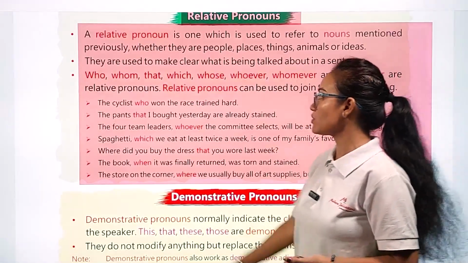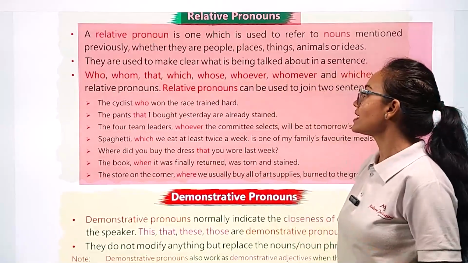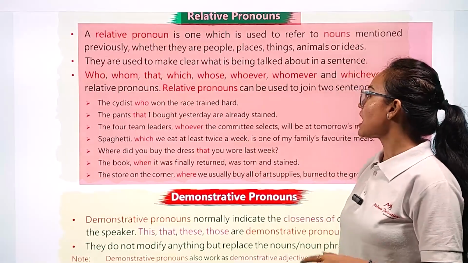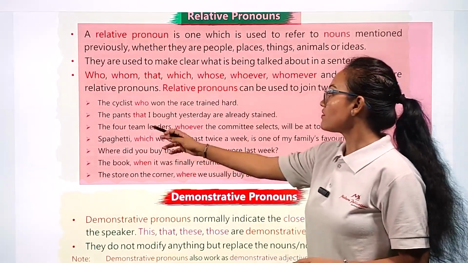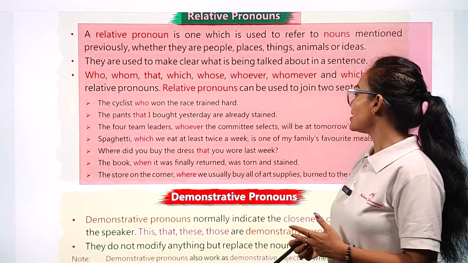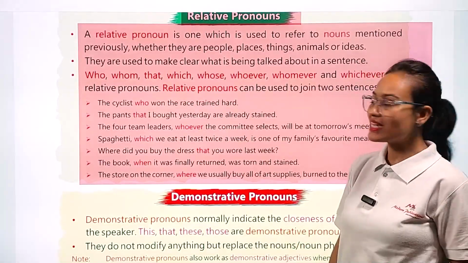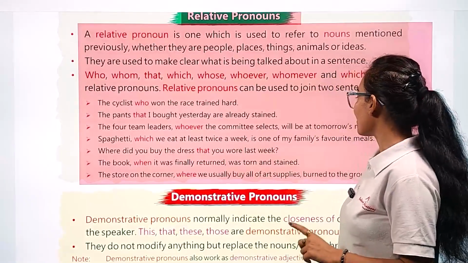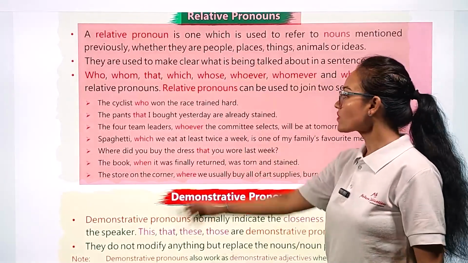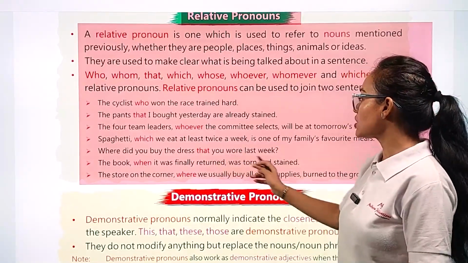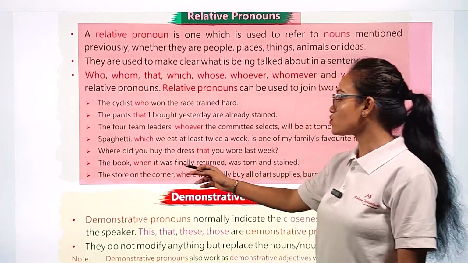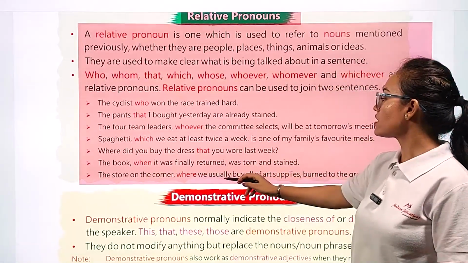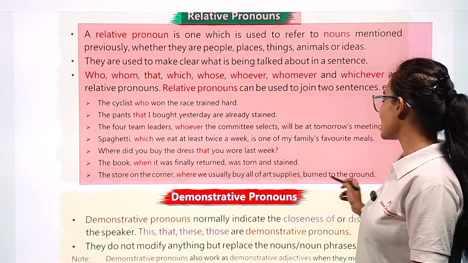Example, you can see: The cyclist who won the race trained hard. The pants that I bought yesterday are already stained. The four team leaders, whoever the committee selects, will be at tomorrow's meeting. Spaghetti, which we eat at least twice a week, is one of my family's favorite meals. Where do you buy the dress that you wore last week? The book, when it was finally returned, was torn and stained. The store on the corner where we usually buy all of our art supplies burned to the ground.